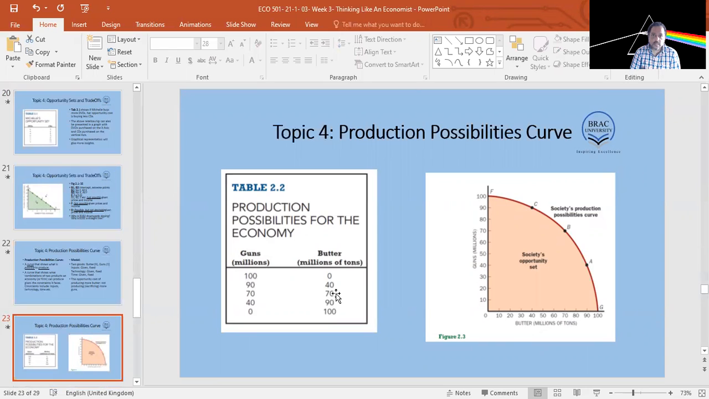What does that mean? That means the slope is changing. What does that mean? That the production possibilities frontier or the production possibilities curve is no longer a straight line. So what we have over here is, 20 units of guns we sacrifice, we gain 20 units of butter. Again, 20 units of guns we sacrifice, we gain 30 units of butter. Okay, so the slope is changing.